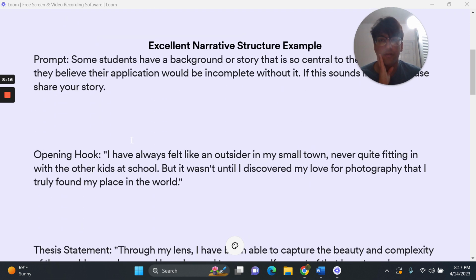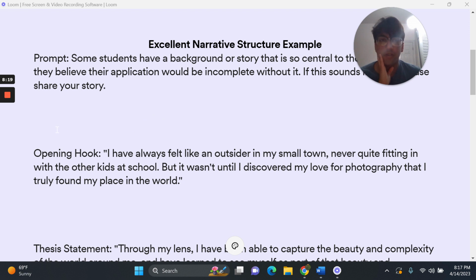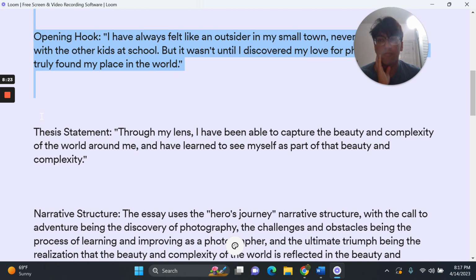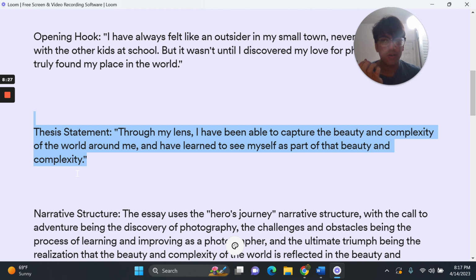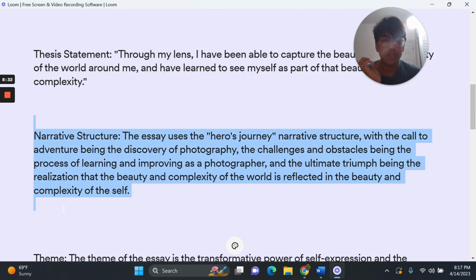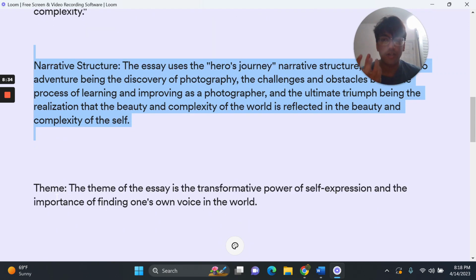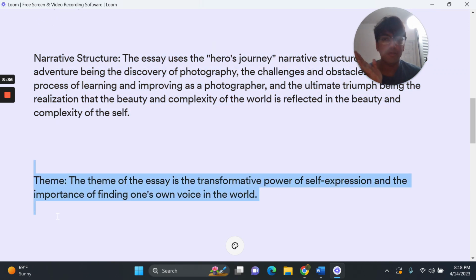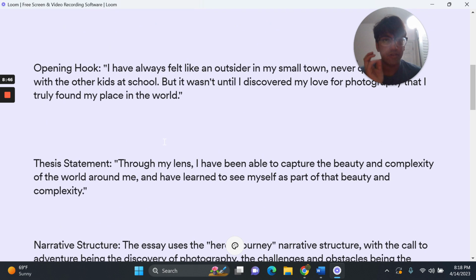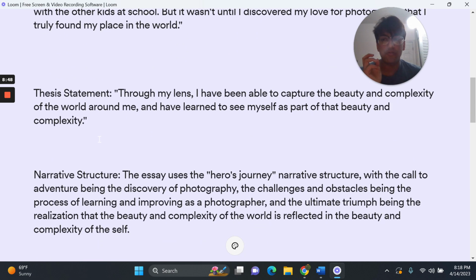And so if you are brainstorming and brainstorming, and then you come up with this type of structure where you have a great opening hook, you have a good thesis statement that establishes your unique takeaway from the experience or activity that you've had, you can establish a narrative structure in which you explain what are the exact experiences and stories that you want to share in your essay. Then you can just write one sentence about the theme that you're going for. What is the lesson that you want somebody to take away from the story? That is how you develop a great essay, by being very clear about these four things.